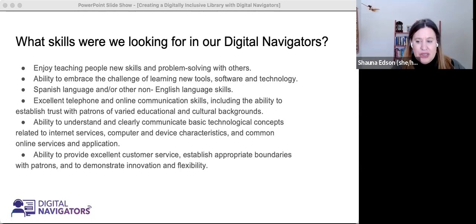And then we also adapted the job description for the community partners that we wanted to work with. There was an added emphasis on cultural aptitude and multilingual skills. So you can find those, like I said, on the National Digital Inclusion Alliance webpage, as well as links in the Digital Navigator Toolkit.